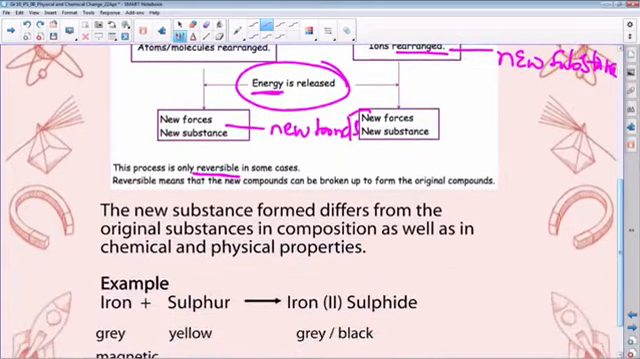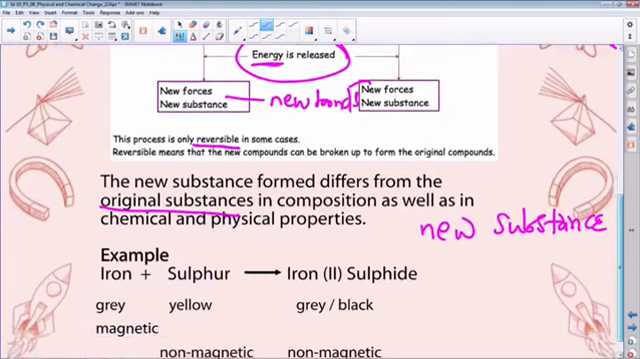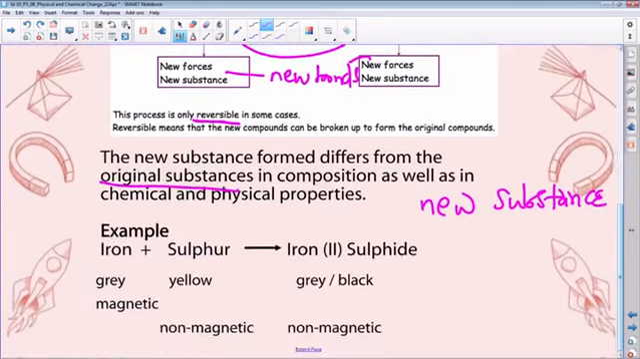The new substance formed differs from the original. If they differ, hence the emphasis on chemical change is that we have what we call new substances being formed. So that's the key thing. Yet in the physical, we talk about the rearrangement of particles. Now, this is an example of a chemical change.